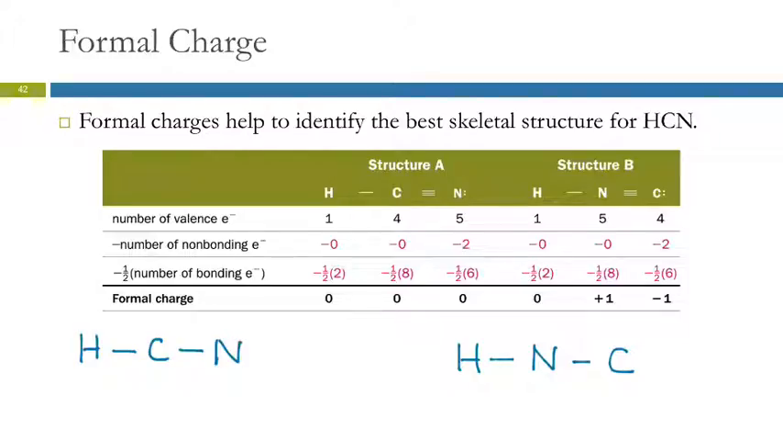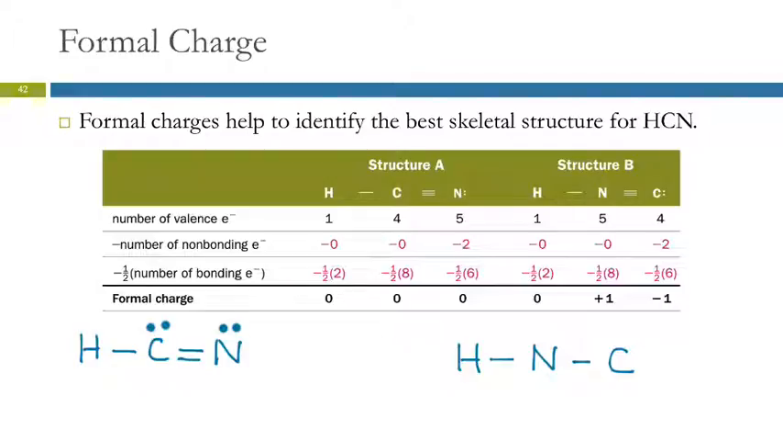And then number of valence electrons in the molecule, 1 for hydrogen, 4 for carbon, that's 5 total, plus 5 for nitrogen, 10 valence electrons. So we'll stick electrons around. I've got 2, 4, 6, 8, 10. Ran out. So then we have to share some more. So we'll take this one and share in here.